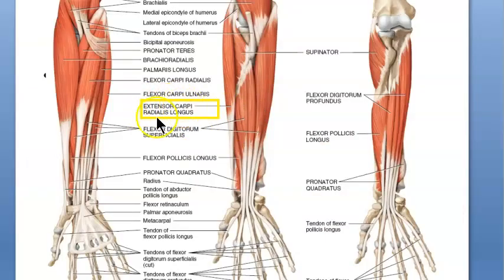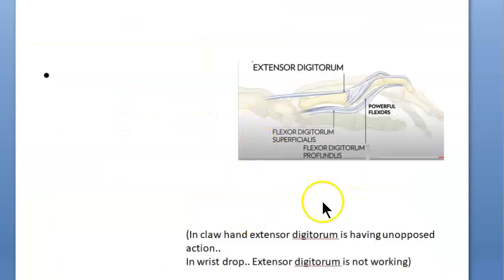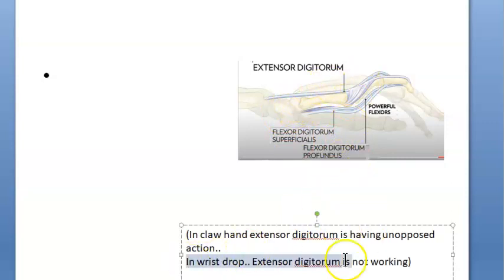The muscles are extensor carpi radialis longus. So radialis is there in the name. Remember, extensor carpi radialis longus looks like it is affected. Here they are telling us that even the extensor digitorum is affected. Okay. So in wrist drop, extensor digitorum is not working. This is what you have to focus on.